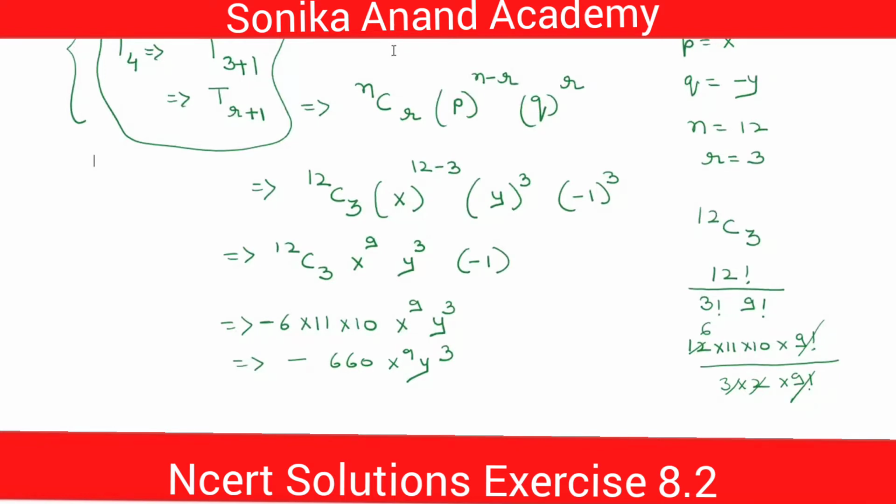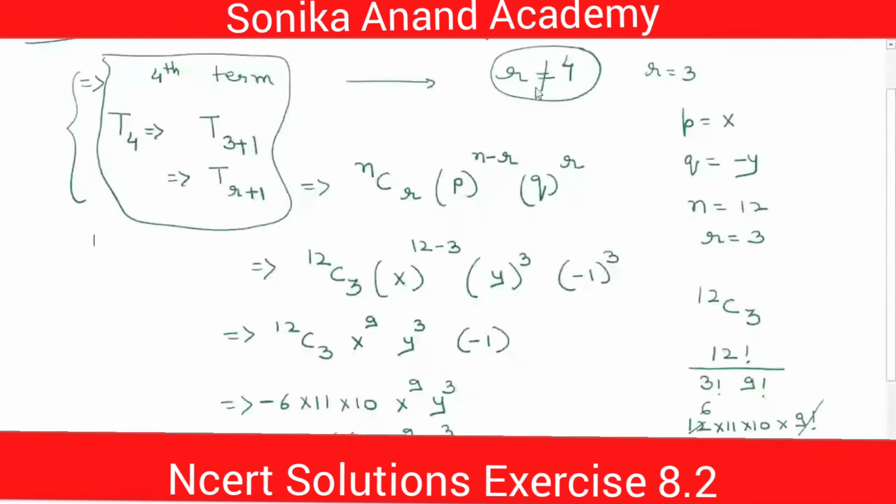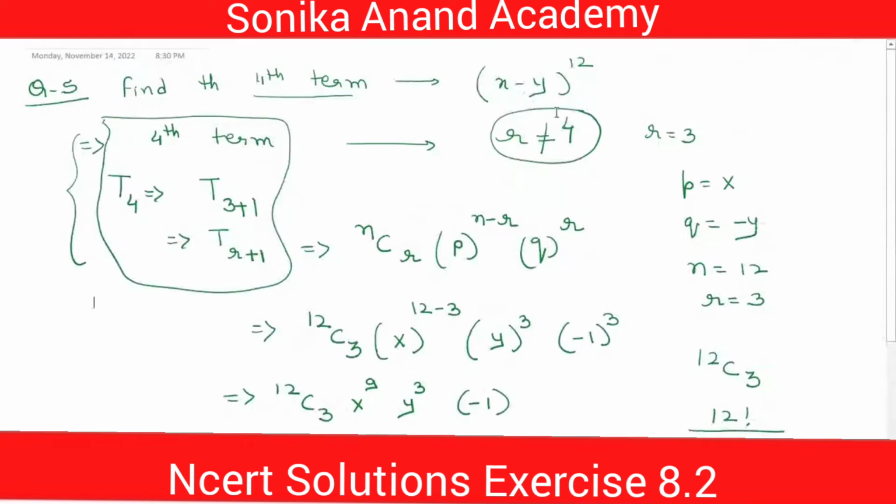Ma'am, for this question, why did you take Q as minus 2y? Because it is given in the question, minus 2y, right? x minus 2y, x minus y. Yes, the question is x minus 2y.